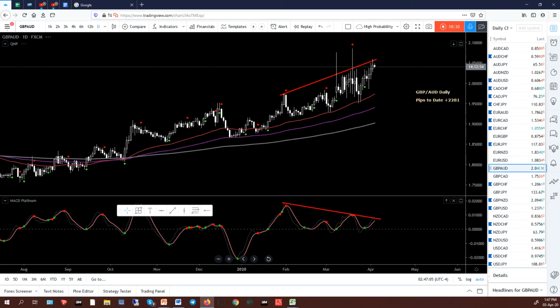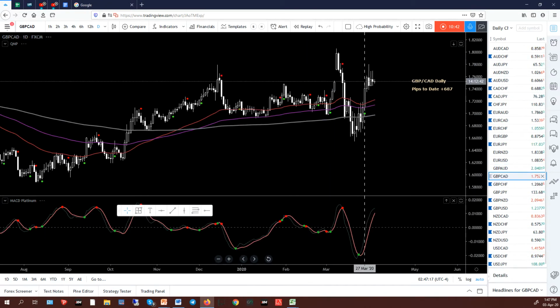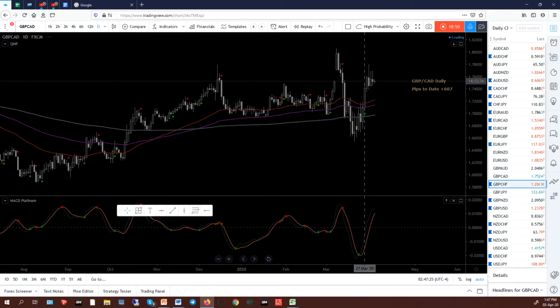Pound Aussie, tough one to trade at the moment. Just not getting any great buy entries, because the MACD Platinum's not going below the zero level. Pound CAD, I wish I'd probably taken this buy. I didn't. It went up a little bit, but now it's stalling a bit, but I didn't take it. It's just out of curiosity.